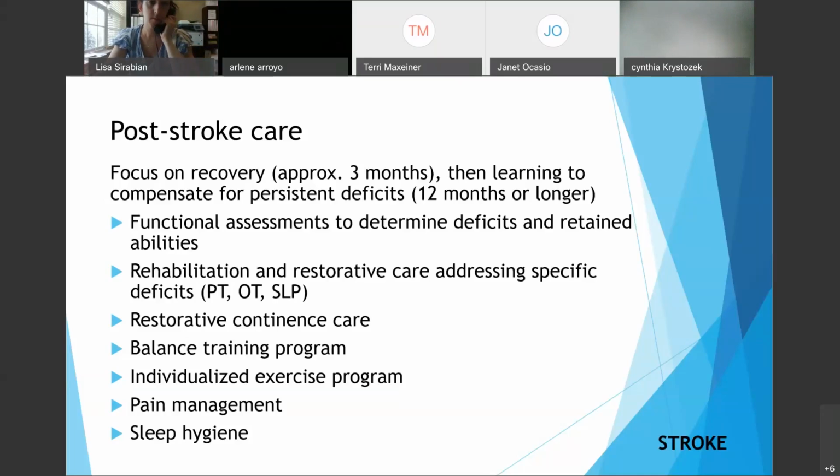So post-stroke care is very complex. We're going to be looking at functional assessments, determining their deficits, also, of course, looking for those strengths. Rehabilitation and restorative care, assessing the specific deficits, and that's going to apply really to all of the things that we're talking about. We're looking at each individual person, we're looking at their unique deficits and their unique strengths, and we're looking at how can we support and compensate for those things. Restorative continence care, balance training, individualized exercise, pain management, sleep hygiene.